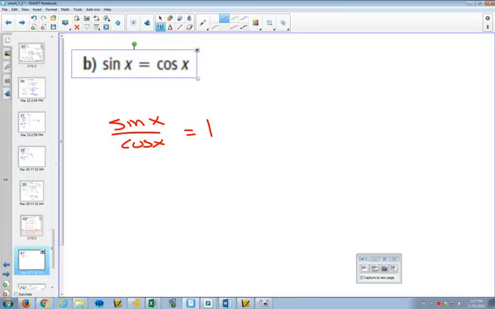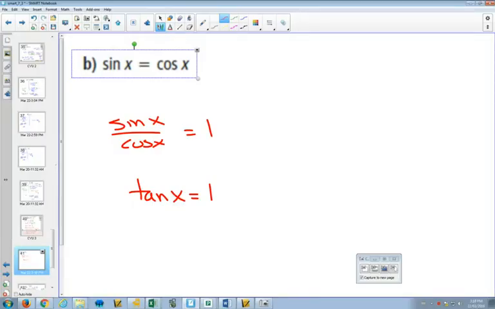Okay? That might be helpful because, again, remember the strategy we used last time? We tried to write things with a single function. I still have 2 functions right now, sine and cos. I can change that to tangent. And now I only have a single function, because sine over cos is tangent.